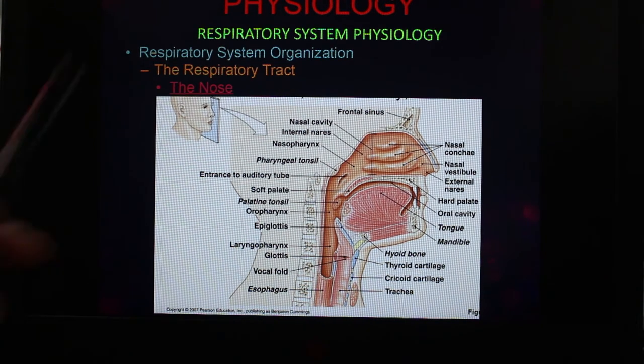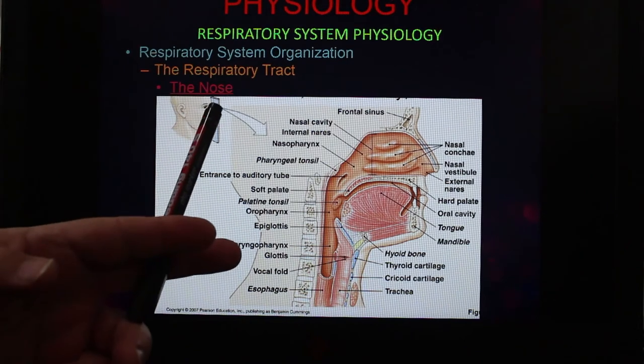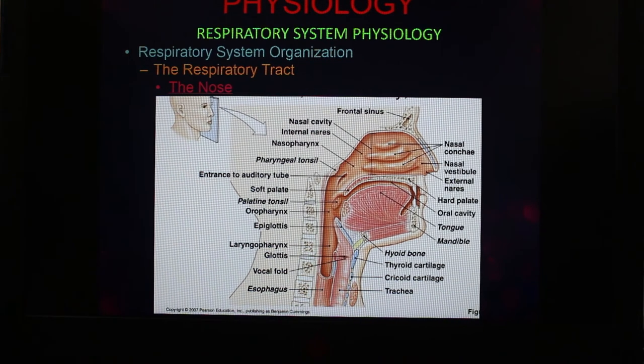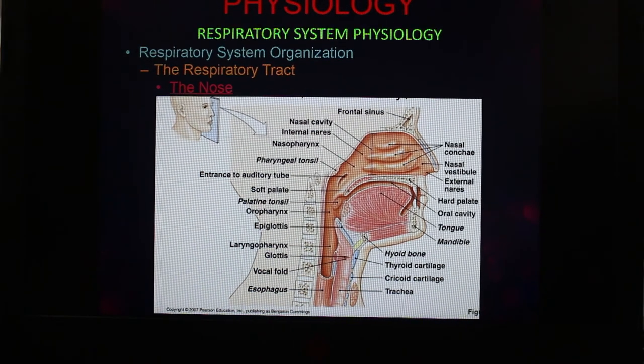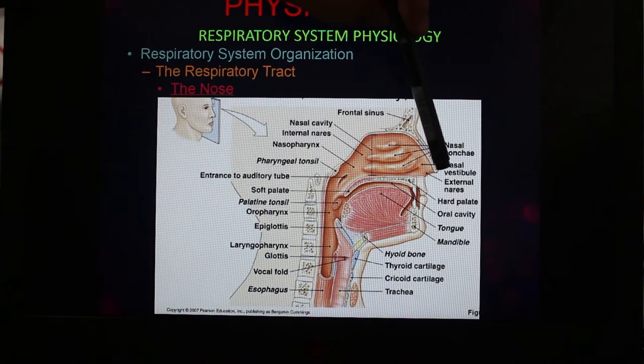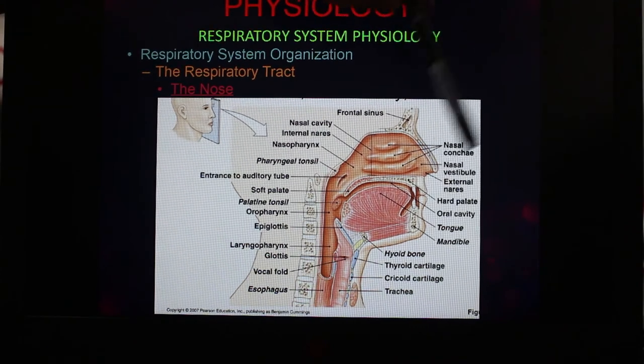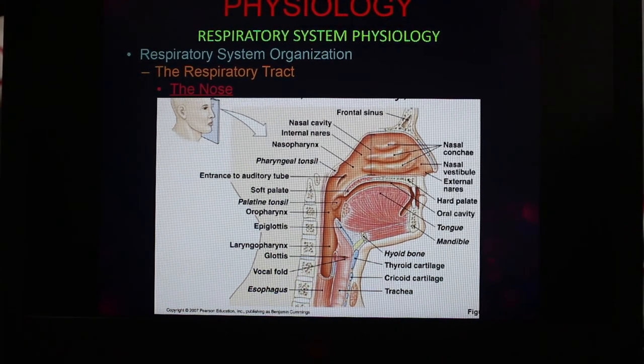Now, if we have a sagittal cross-section of our head through the middle of the nose and mouth, here we can see and take a closer look at the nose. Here are the nares with the cilia standing close to the entrance point of the nares. And they form the first protection site of the air intake.